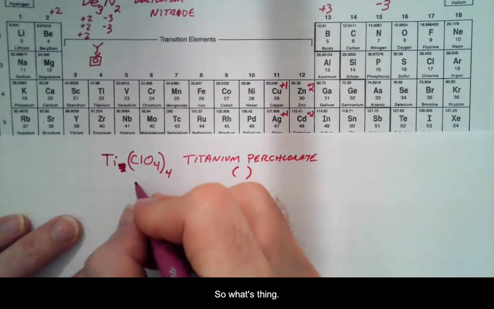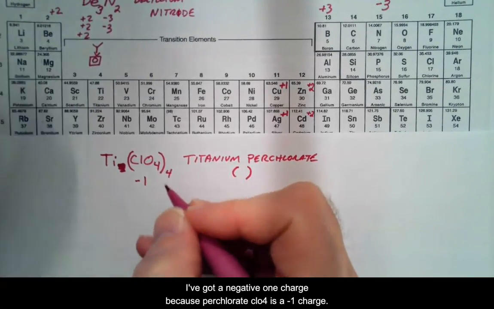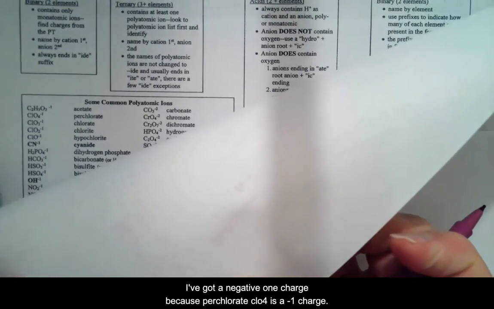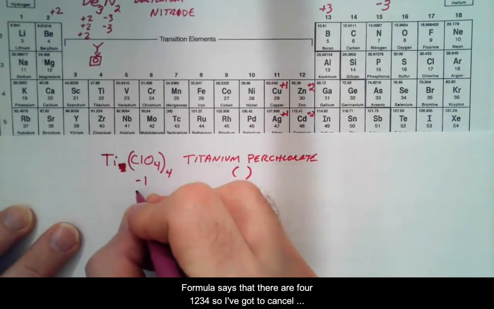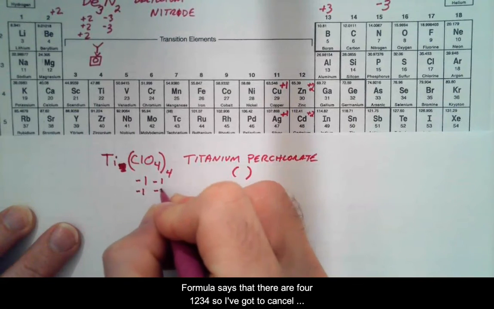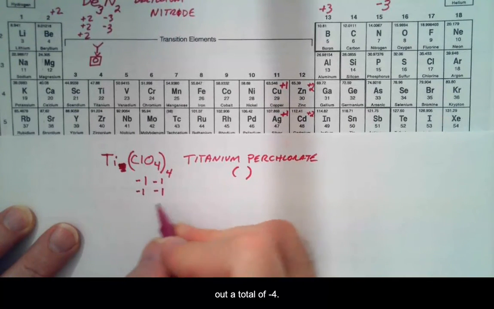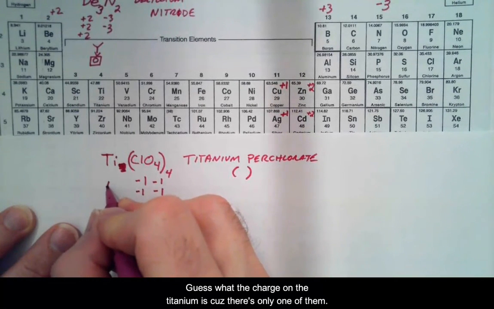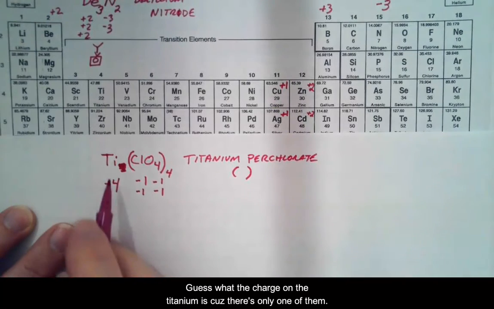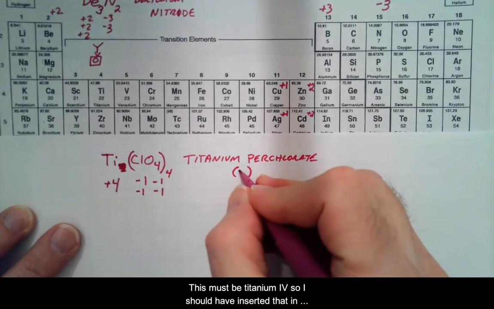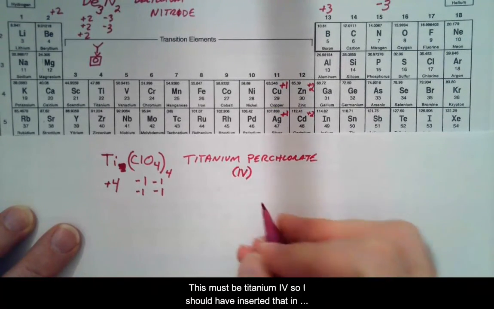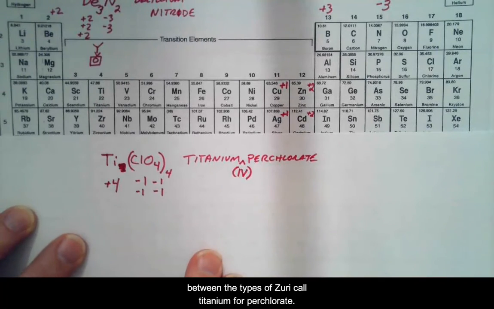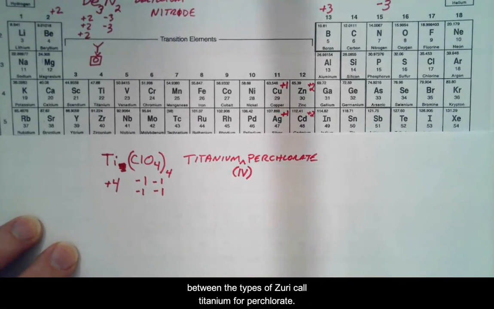So let's think. I've got a -1 charge because perchlorate, ClO4, is a -1 charge. The formula says that there are 4 of them. 1, 2, 3, 4. So I've got to cancel out a total of -4. So guess what the charge on the titanium is? Because there's only 1 of them, this must be titanium IV. So I should have inserted that in between the titanium and the perchlorate. So this would be called titanium 4 perchlorate. All right. Whew, that's quite a mouthful.